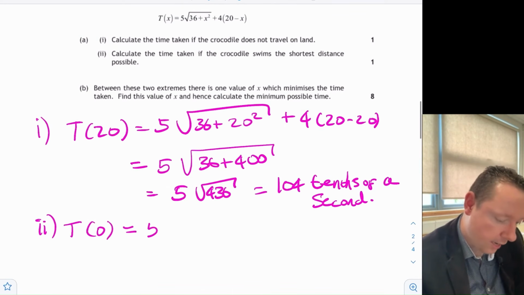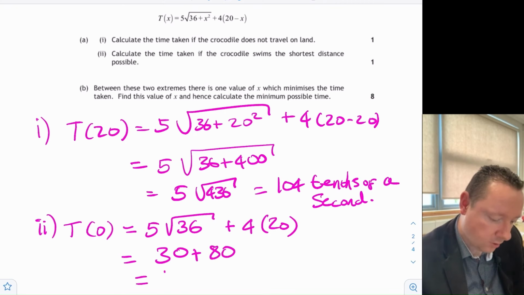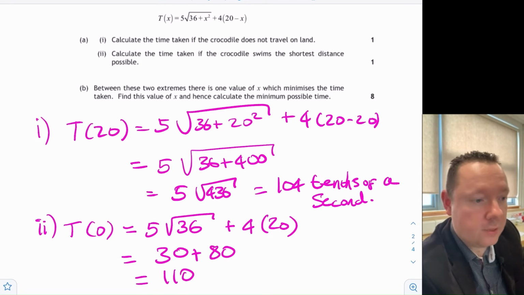So you get 5 times the root of 36 plus 0 squared plus 4 times 20 minus 0. 5 times 6 is 30, 4 20s is 80. That gives us 110 tenths of a second.